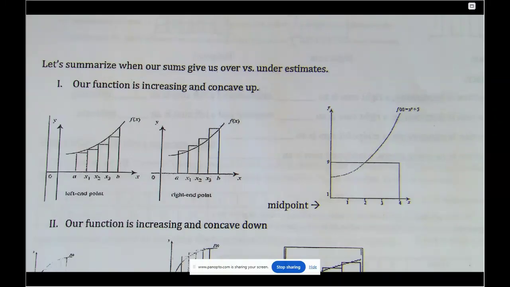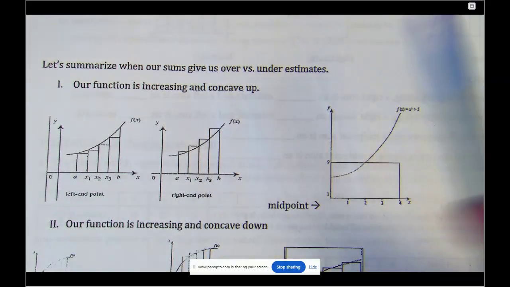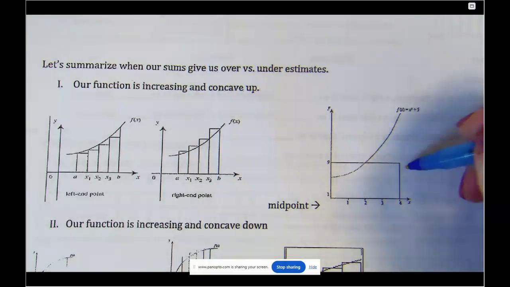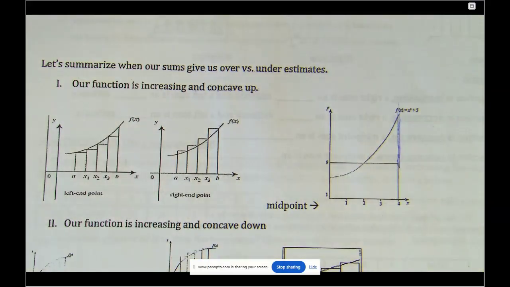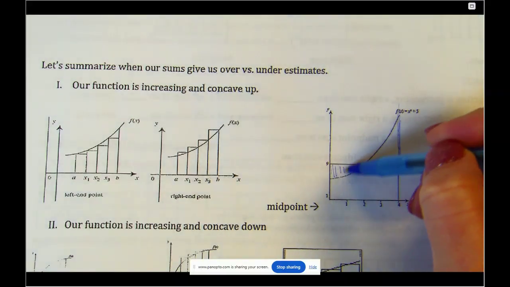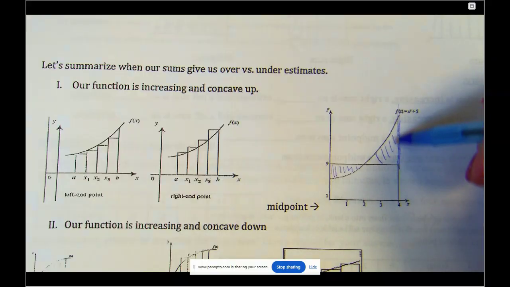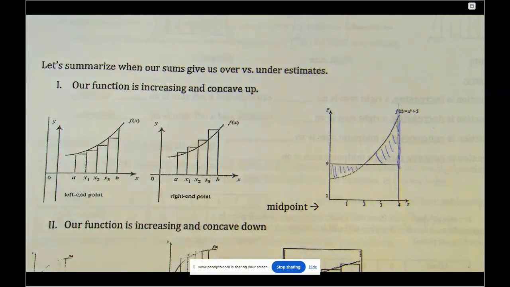When you're checking midpoints, you'll get questions like this on my tests, and this is how I always do it. I just draw myself one big old rectangle. And I'm like, all right, if I did the midpoint on an increasing, concave up function, is that going to be an overestimate or an underestimate? Yeah, I agree, because what I have here does not make up for what is here. So I think that's an underestimate.